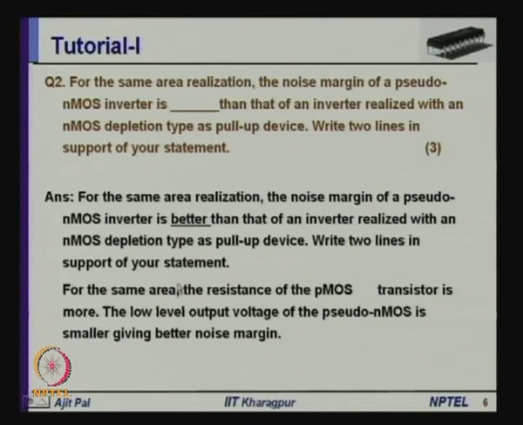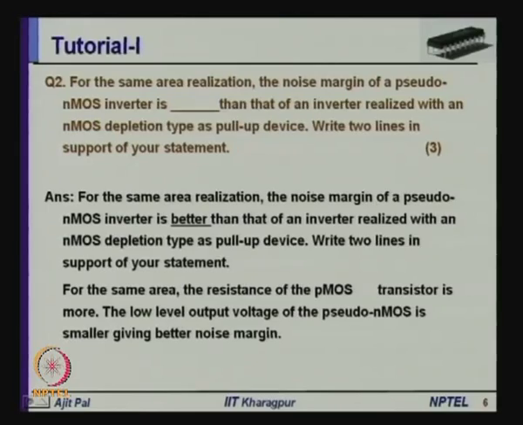And the statement in support of the statement you have to write is: for the same area, the resistance of a PMOS transistor is more. As you know, because of the lesser mobility of holes with respect to electrons, for the same area a PMOS transistor will offer more resistance. As a consequence, the low level output voltage of pseudo NMOS is smaller, giving better noise margin.